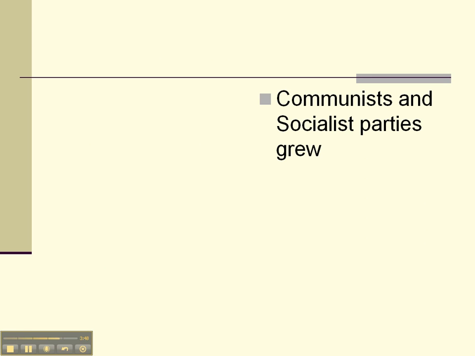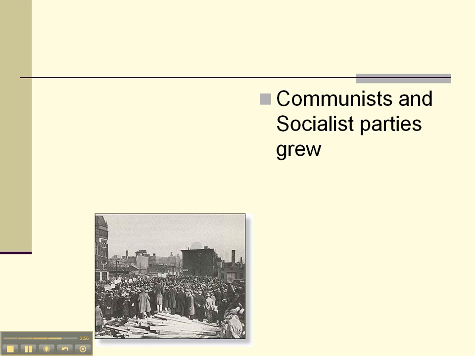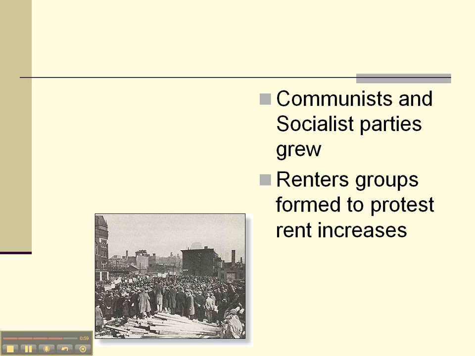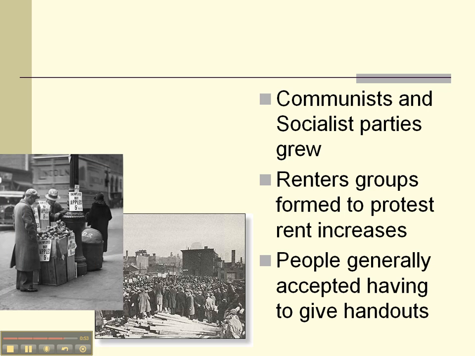Parties that were undemocratic, like the Communist Party and the Socialist Party, grew because a lot of people figured if this is what democracy is, then maybe democracy doesn't work. There's a socialist rally in New York City. Renter groups formed to protest the increase of rents in big cities like Chicago, LA, and New York. People generally began to accept having to give handouts and get handouts.